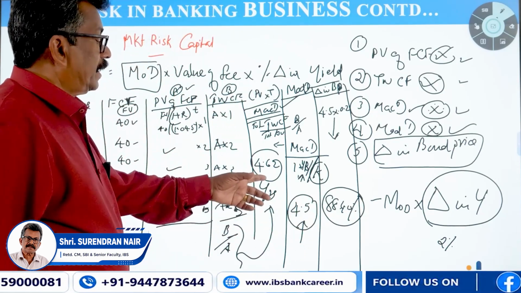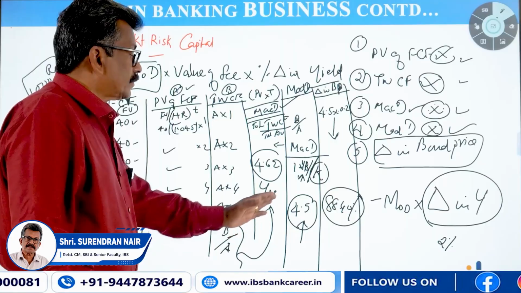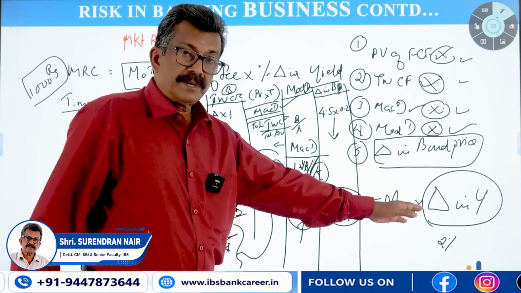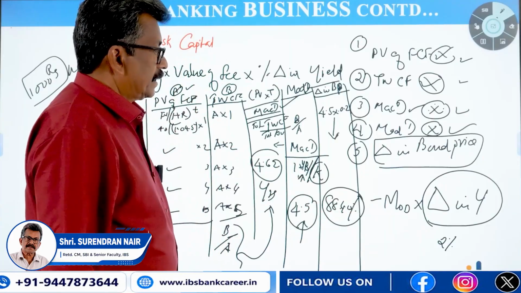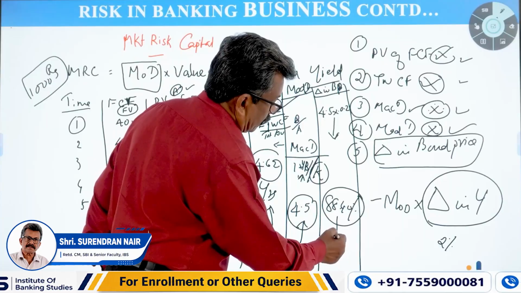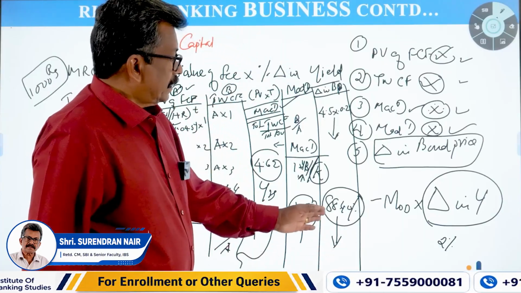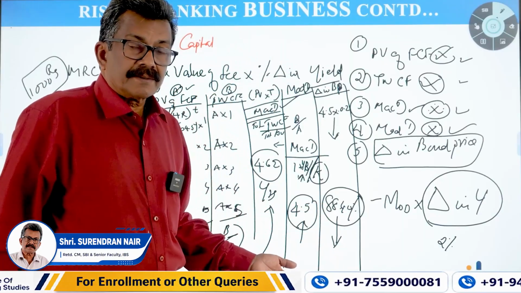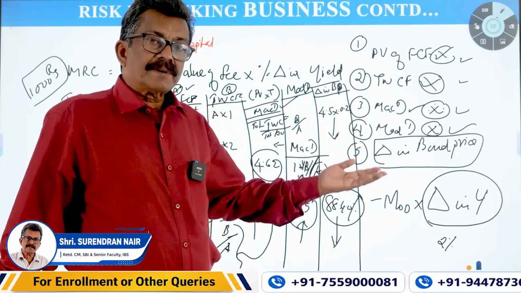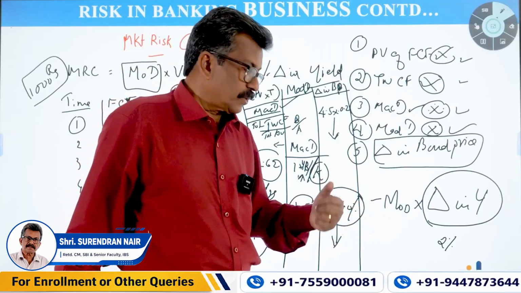8.84%. For 100 rupees, 8 rupees 84 paise. For 1000 rupees, 88 rupees 40 paise is the change. Minus MOD into percentage change in yield. So we got for 1000 rupees, this has come down because the market rate has increased. We discussed that whenever the market rate increases, the bond price will come down. That is the bond price rule.